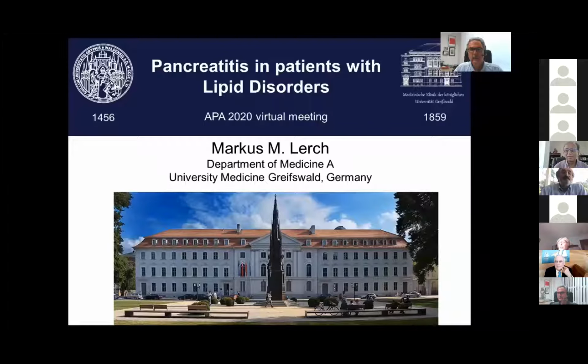The first talk is by Marcus Lerch, who is a renowned pancreatologist. He is a professor of medicine and the chair of the department of medicine in Greifswald. You can read his biography in more detail in the program. His talk is Pancreatitis in patients with lipid disorders.